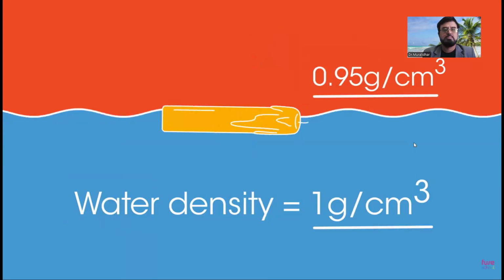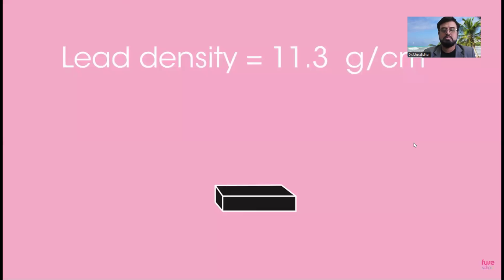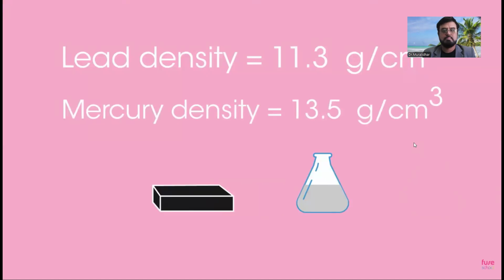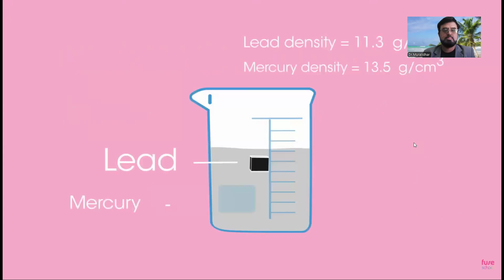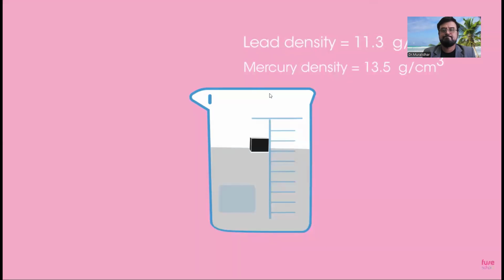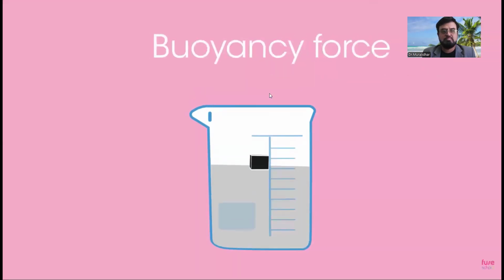Lead has a density of 11.3 grams per cubic centimeter, and liquid mercury has a density of 13.5 grams per cubic centimeter. What would happen if a block of lead were placed in a beaker of liquid mercury? Pause the video while you think. The lead would float in the liquid mercury. So that's a fairly easy way of explaining why solid blocks float or sink. There is another thing to consider: buoyancy force.